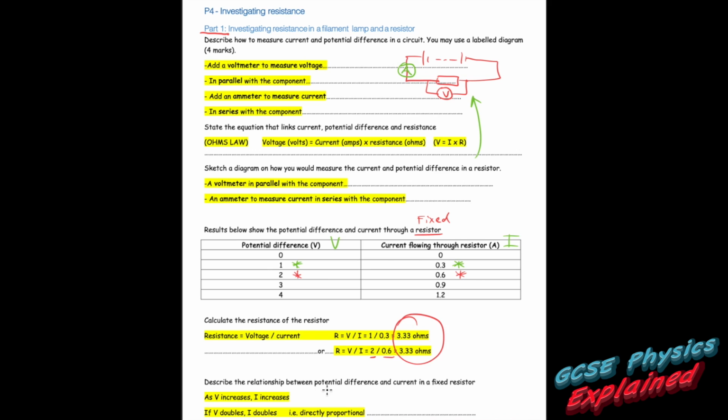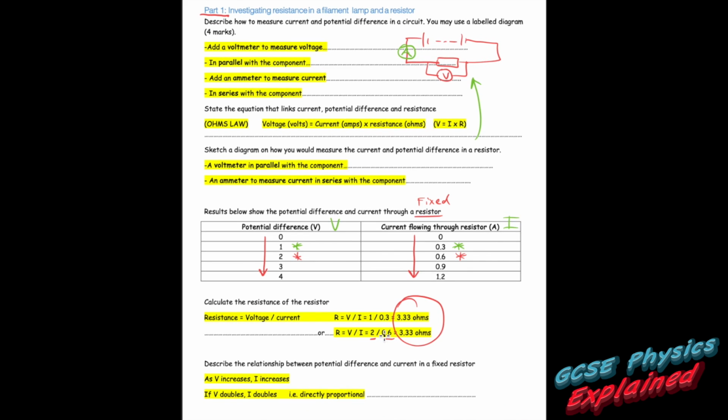Describe the relationship between potential difference and current in a fixed resistor. As you can see, as the voltage is getting bigger, the current is also getting bigger. And if V doubles, I doubles, so always look for that to see if it's directly proportional. So for example, if the voltage doubles from 1 to 2, if it's directly proportional, the current should double from whatever it is to double that. So from 0.3 to 0.6.